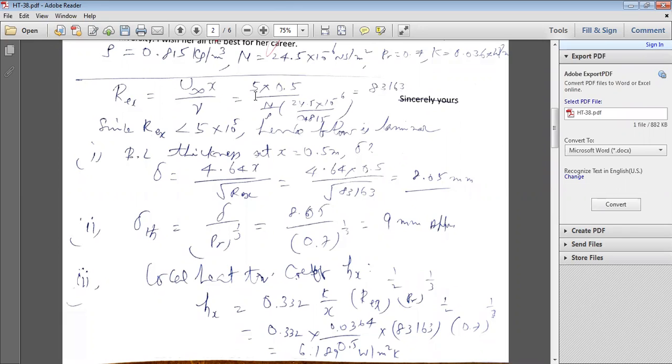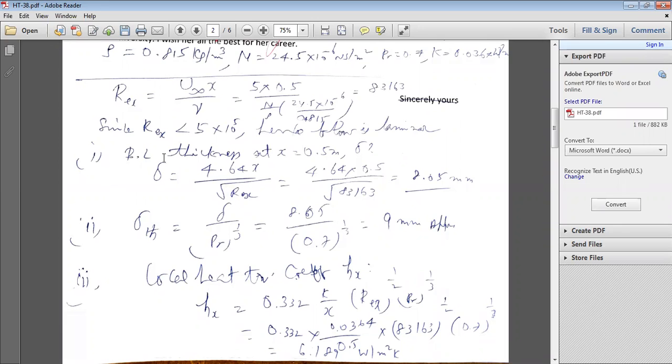That's why you have to verify first whether the flow is laminar or not. Then only you will be able to use the available equations for delta, delta TH and local heat transfer coefficient. So once verification is over, and you know the flow is laminar, then you will straight away use the available equations.